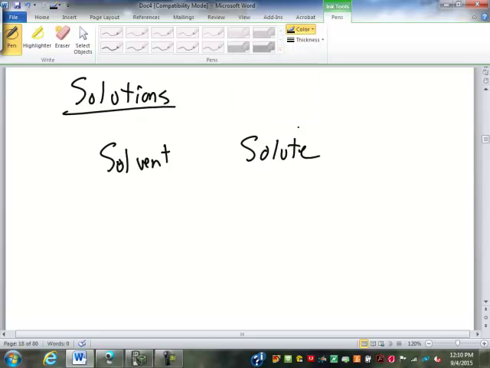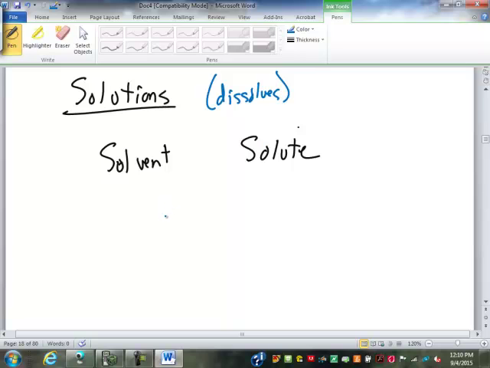The solvent is the base substance, the larger substance. And in a solution, it's called a solution because one substance dissolves. The solute is the substance that dissolves into the solvent.